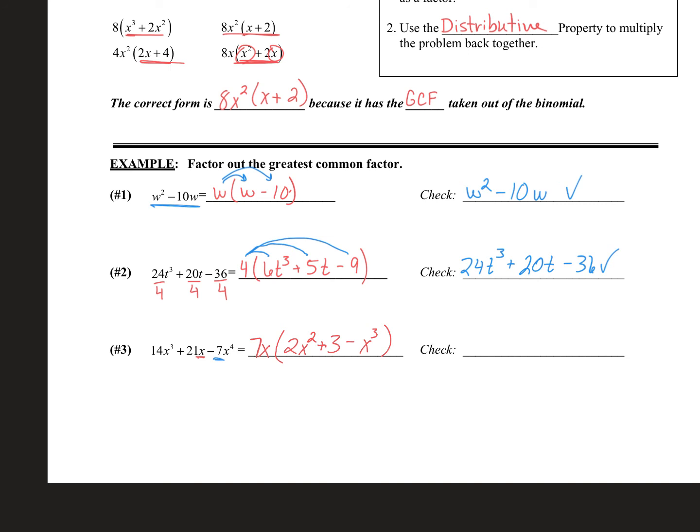All right, and to check this, once again, we're going to use the distributive property. So 7x times 2x squared is 14x cubed, plus 7x times 3 is 21x, and then 7x times negative x cubed is negative 7x to the fourth. All right, and that checks out.